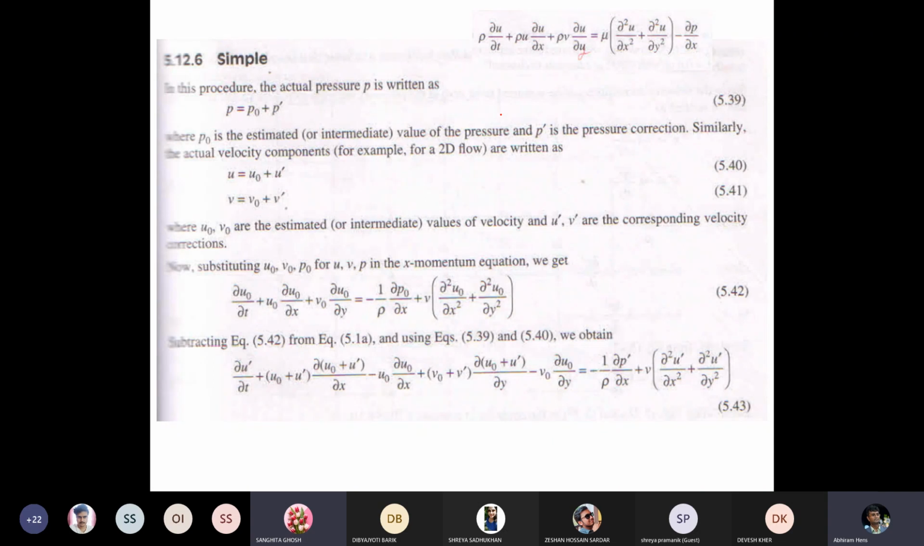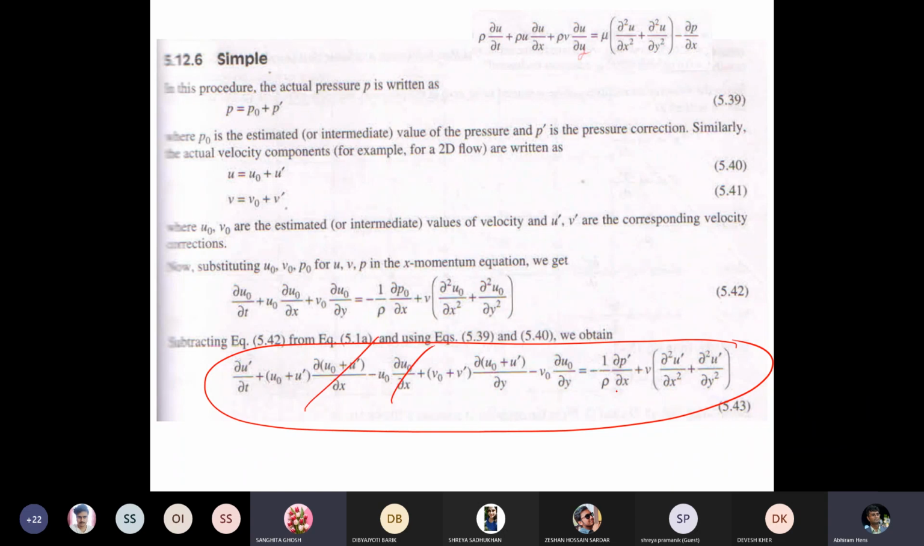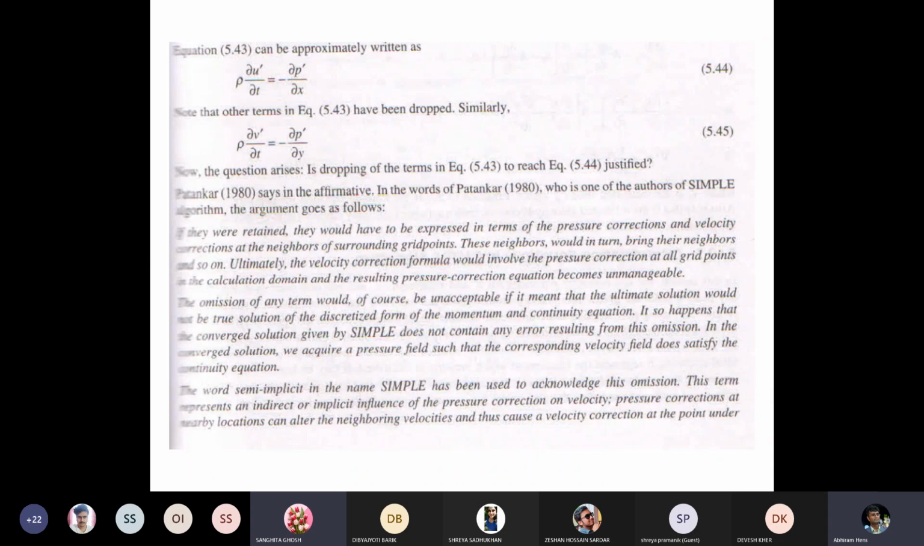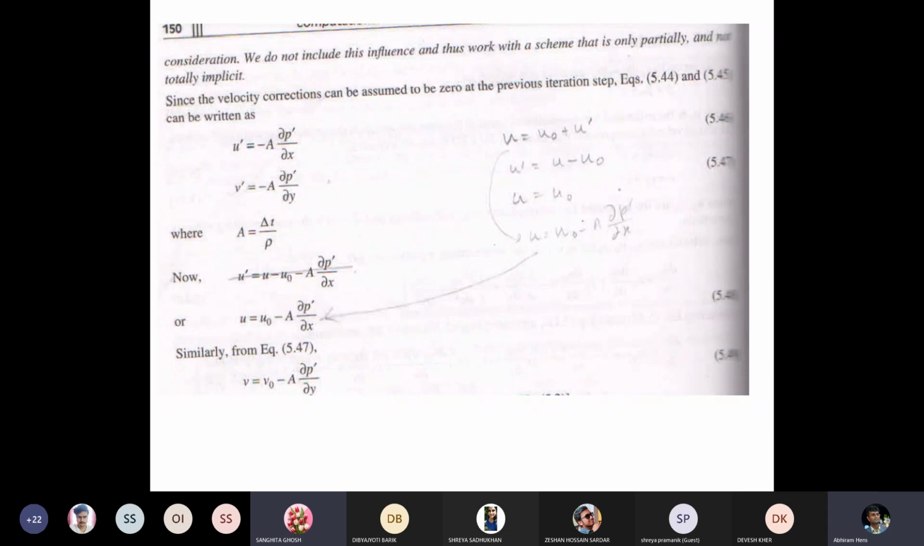So how to do this? You break the pressure into two parts: an estimated value and a correction value. Now you put those in the Navier-Stokes equations, and you get these big equations if you write them and subtract them. But Patankar made a beautiful approximation here. He kept only these two parts and neglected the rest, and even after doing this there is no problem as such. The results are almost the same. Then they expressed this in terms of the pressure correction term.